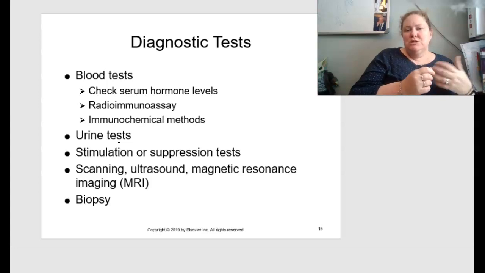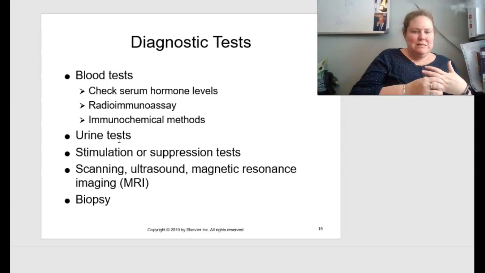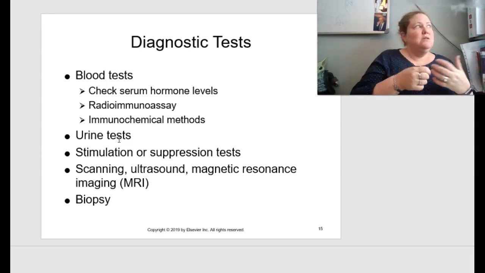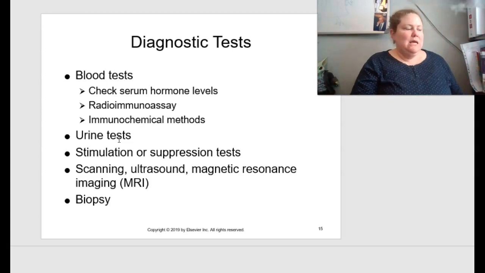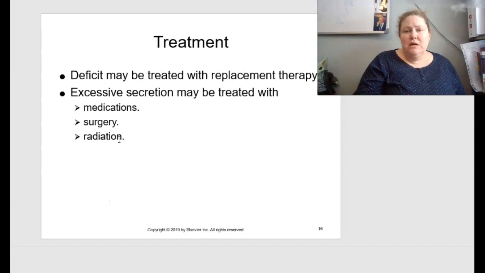You can also do stimulation or suppression tests. For instance, if you are pregnant, they sometimes have you do glucose tolerance tests. So you're going to give yourself more glucose than what you're normally eating, right? And then you have to see how your body is going to react with that. You can also do scanning, which is ultrasound, magnetic resonance imaging like MRIs, etc. And so you can actually see, oh, is this organ even there? Are we having a problem, etc.? Or biopsy. Like with my mom's thyroid cancer, they did a biopsy, saw that it was cancerous, and then they went ahead and removed it.